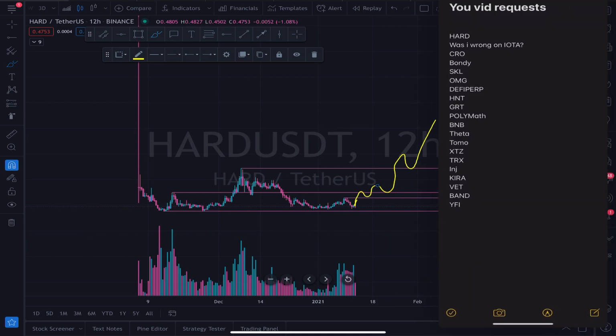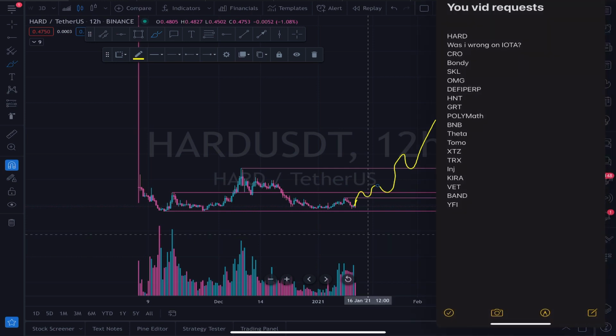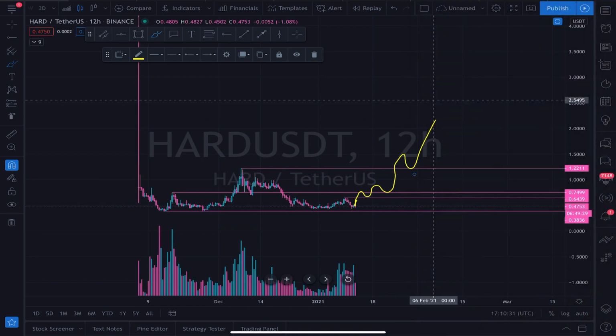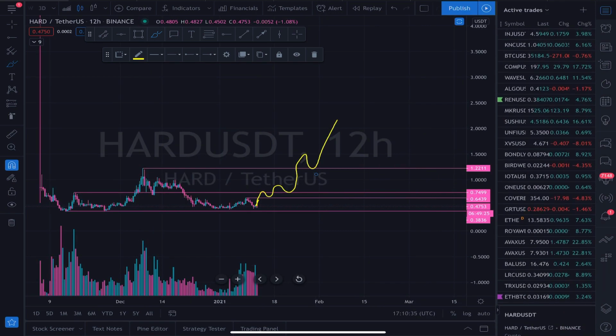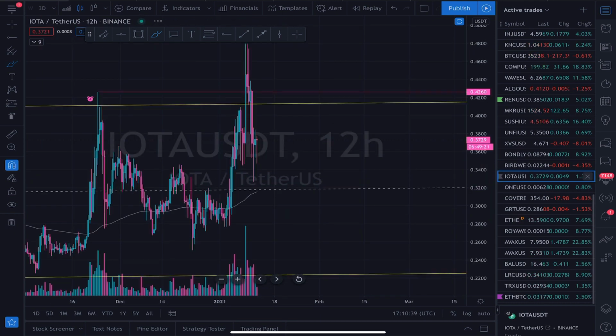Nothing on here is financial advice. You do your own research. I strictly look at the technicals. But yeah, so that is hard. Let's go ahead and take a look at IOTA. IOTA, where is it? There it is.